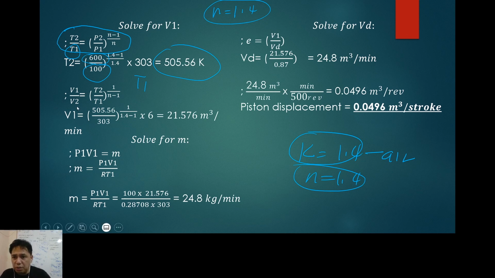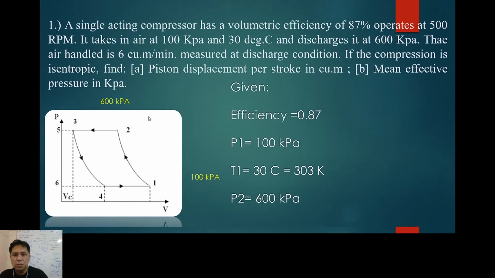So how do we get the V1? We just cross multiply, no? So V1 equals T2 over T1, we already have T2. T2 is 505 degrees Kelvin. T1 is 303. Then multiplied by V2, volume 2. First, we have to substitute the value, so 1 over N minus 1. N is 1.4, no? So we just plug in. And then the other one is V2.